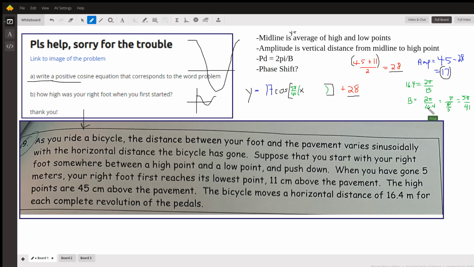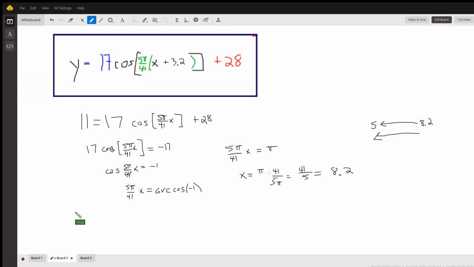The period is 16.4. That's how long it takes for the bicycle to complete one revolution. And 2 pi over b, which this is the b right here, is equal to the period. So if we solve for b, we get pi over 41/5 or 5 pi over 41. That's b right there. So if we put that there, we're close, but not quite.